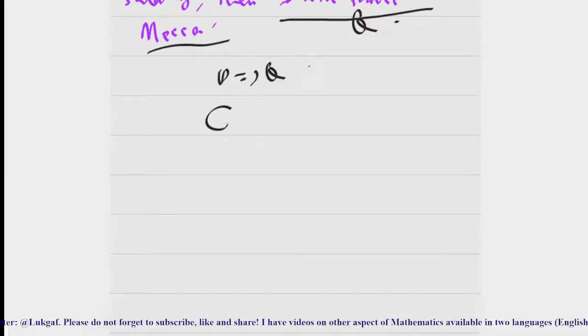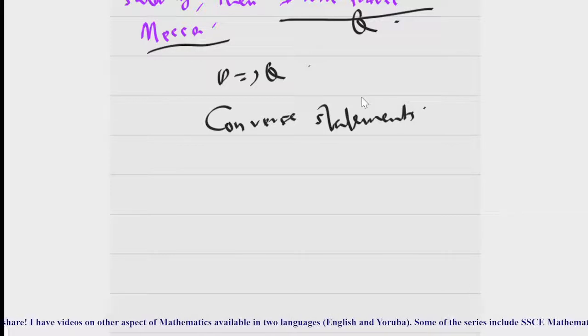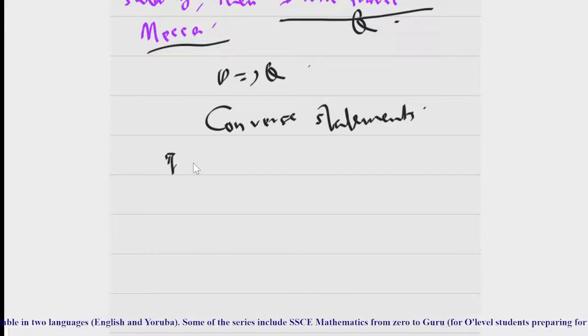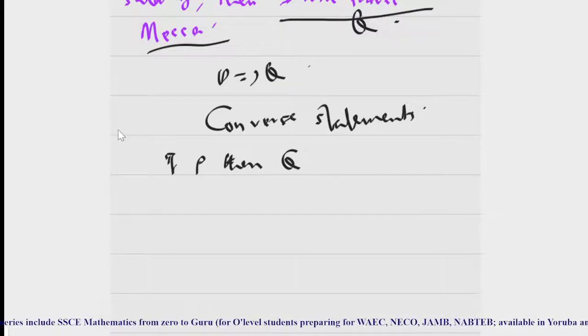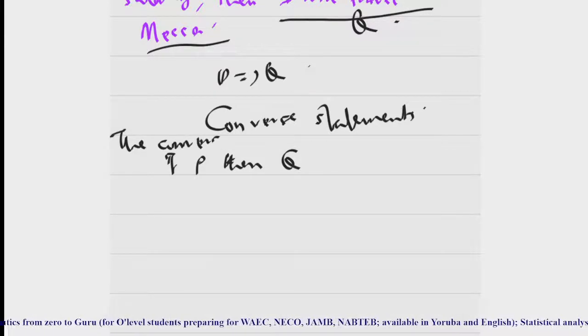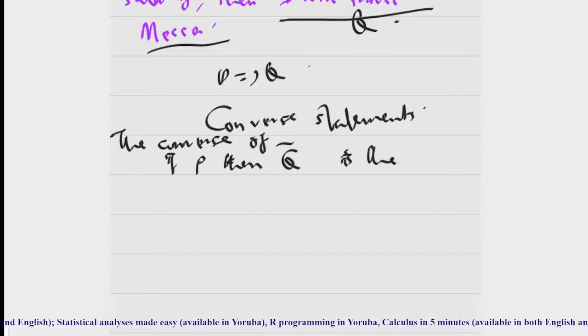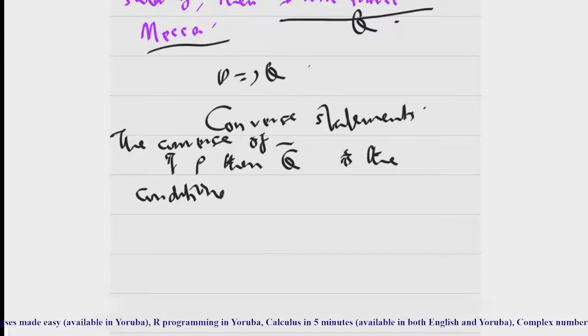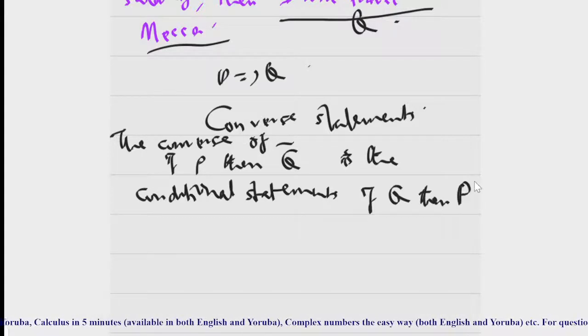From here, let me quickly describe what we call a converse statement. You can take the converse of a conditional statement. You know a conditional statement is: if P then Q. I hope you understand now. The converse of if P then Q is another conditional statement: if Q, then P. I hope you understand that.